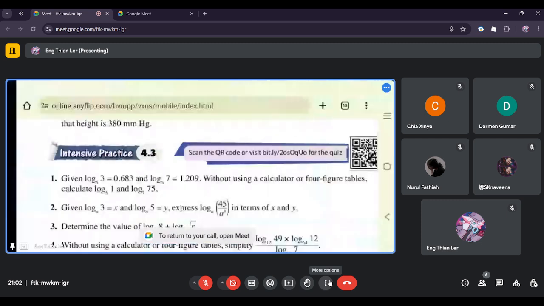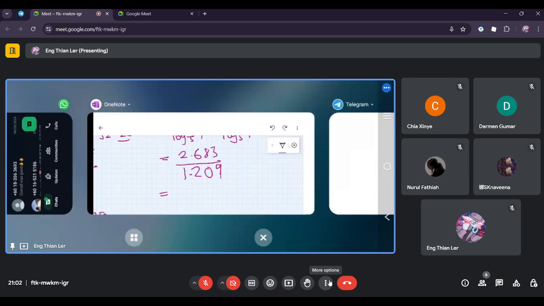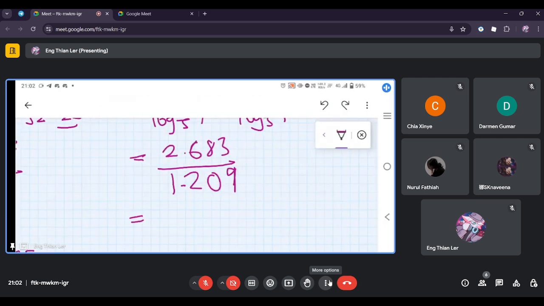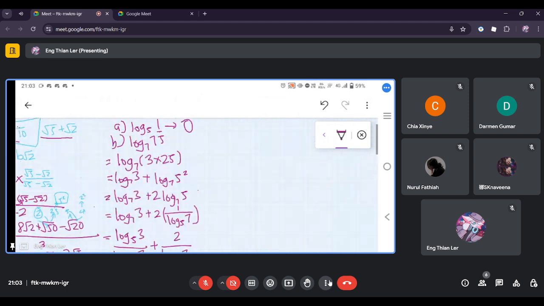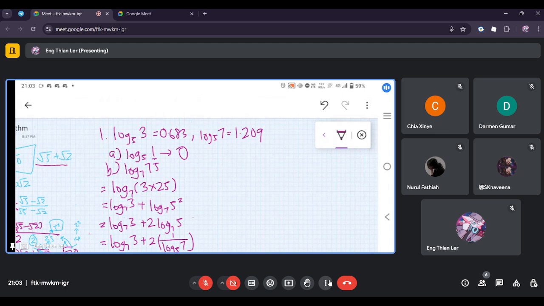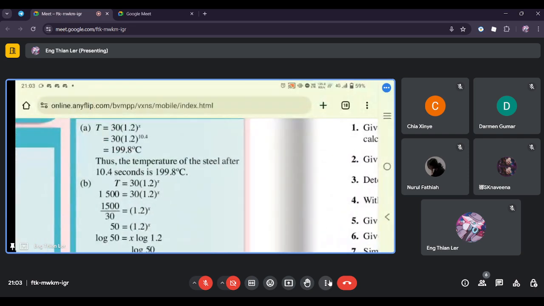Okay. Pretty funny. 2.683 divided by 1.209. Okay, you get 2.219. 2.219. That's the answer. Okay. Actually, it's pretty weird. How can you solve this without a calculator? Okay, next.